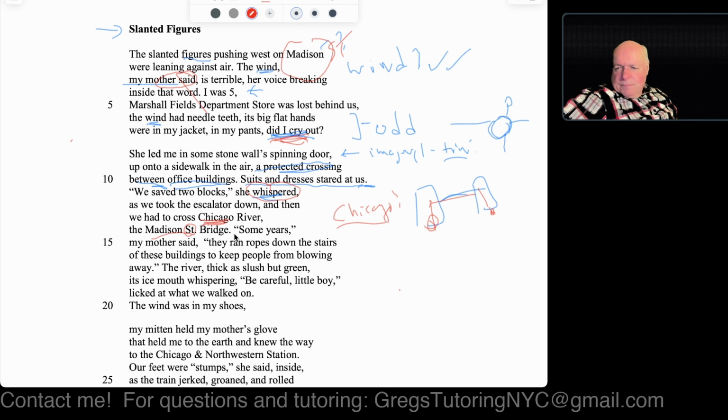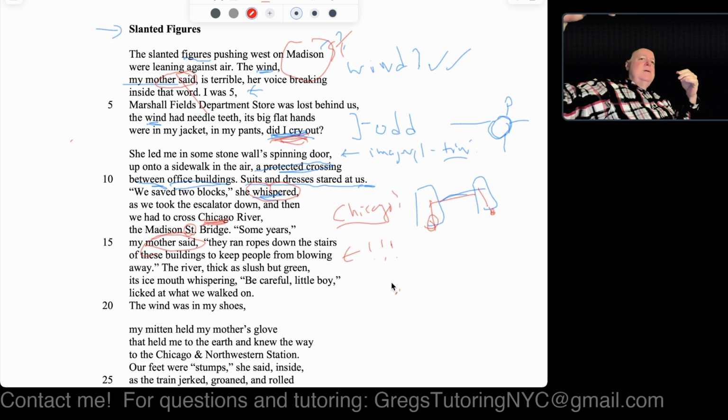All right. Now it's interesting because she tells the kid, and again, my mother said, so now we have a third thing where the mother is basically calmly telling the kid something. "Some years, they ran ropes down the stairs of these buildings to keep people from blowing away." Whoa, bro. I wouldn't want my mother to tell me that as a 5-year-old as I'm going down their stairways. So we have this duality happening where the mother seems to be self-assuring, but the scenarios they're in are not the most comfortable scenarios.